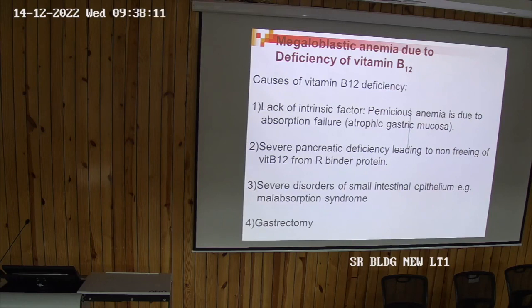They may write severe pancreatic deficiency. So this will show that the binders have not been dissociated and it will not be able to absorb vitamin B12. So these points have to be remembered.